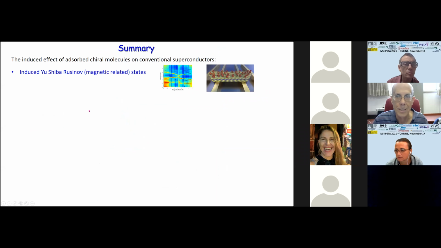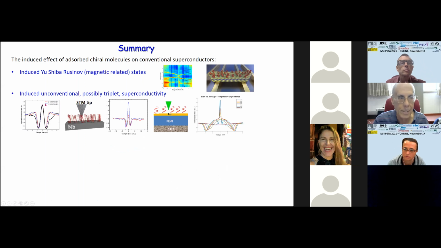So just to summarize, at low absorption density we have induced YSR states. Then we can get unconventional superconductivity, shown by STM and also on proximity systems and on a superconductor.